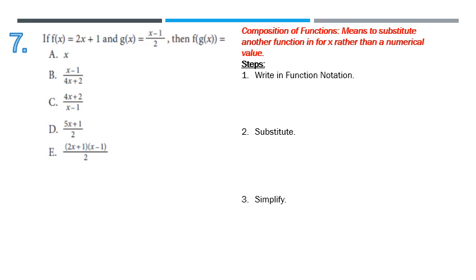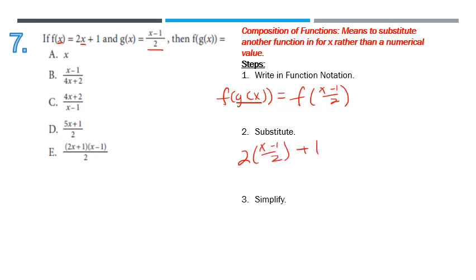So we're currently at f of g of x. f of g of x means that I'm taking whatever g of x equals and I'm substituting it into f. So g of x equals x minus 1 over 2. So that gives us f of x minus 1 over 2. What used to just be x is now x minus 1 over 2. So where x is, we're now putting that. So we have 2 times x minus 1 over 2, plus 1.